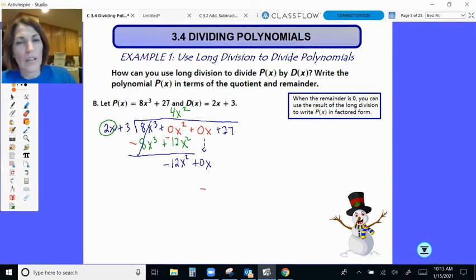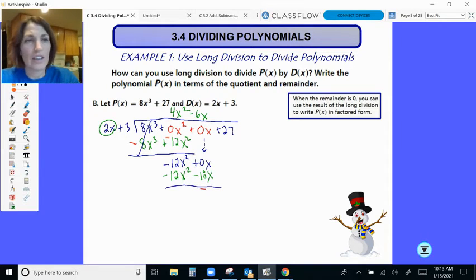Okay. So what times 2x gives me negative 12x squared is going to be a minus 6x. And I can go ahead and multiply that now. So negative 6x times 2x gives me a negative 12x squared. So you'll notice every time I multiply that first term, I should have exactly this so that when I subtract, it goes to 0. Okay. Negative 6x times 3 should give me a negative 18x.